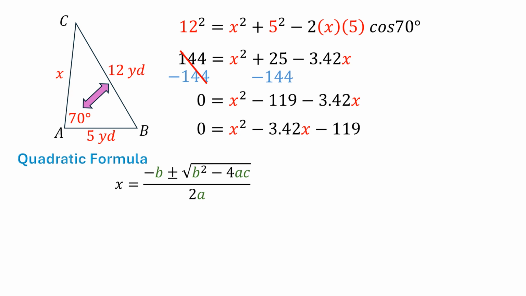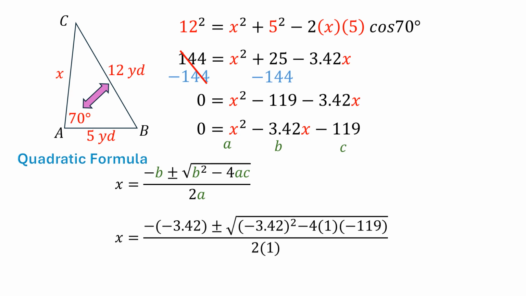So what are a, b, and c in this equation? At the side of x squared is a, at the side of x is b, and the constant is c. Substitute these values in our quadratic formula. So a is 1, b is negative 3.42, and c is negative 119.